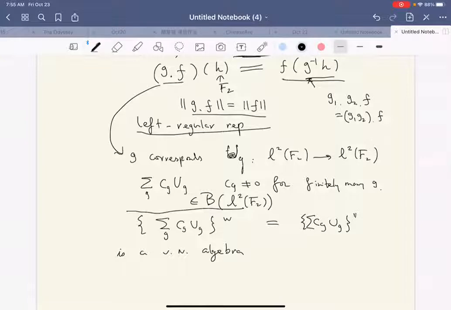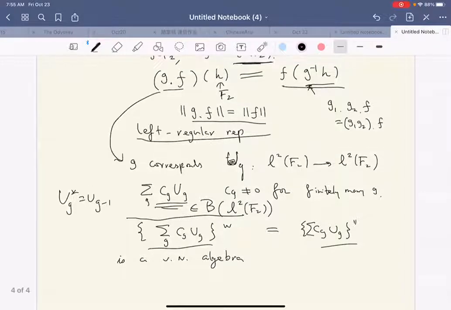So maybe I should say that this finite linear combination is obviously a star algebra, because you can add them and multiply them, and it's still elements of this form. It's a star algebra because U_g star is U_g inverse. So what you're doing here is simply taking its weak closure, because you want to get a von Neumann algebra out of this. That's the same as taking the double commutant. You should think of this von Neumann algebra as a dense subset of the finite linear combinations of these unitary operators coming from the left regular representation.